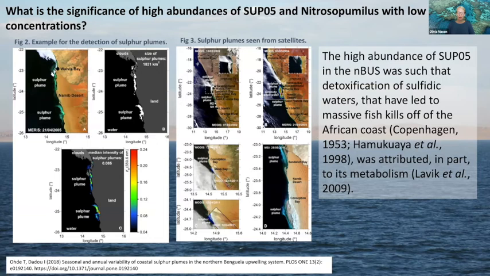Well, it could just be abiotic, but it also could be the result of a biological metabolism, such as something like SUP05. Actually, Lavik et al. attributed the detoxification of sulfidic waters that we know leads to these massive fish kills off the African coast to SUP05, right? So it's a sulfur oxidizer, and it is abundant enough to be able to detoxify that water column. So that's really important. But it doesn't stop there.